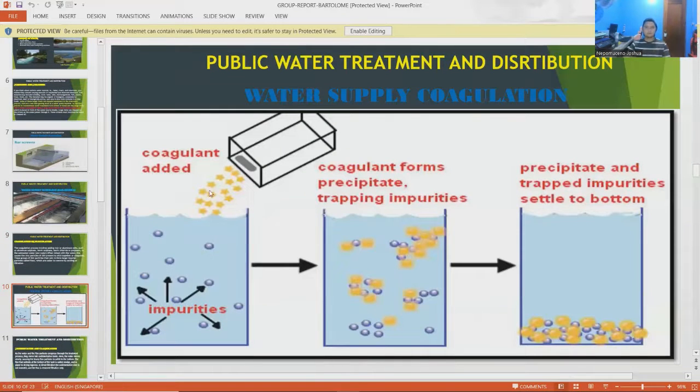Water supply coagulation. This is the process. When do we put the coagulant? At first, the particles are still separate. Then the coagulant forces impurities to precipitate. Then they stick together until they settle to the bottom. Precipitate and drop impurities settle to the bottom.